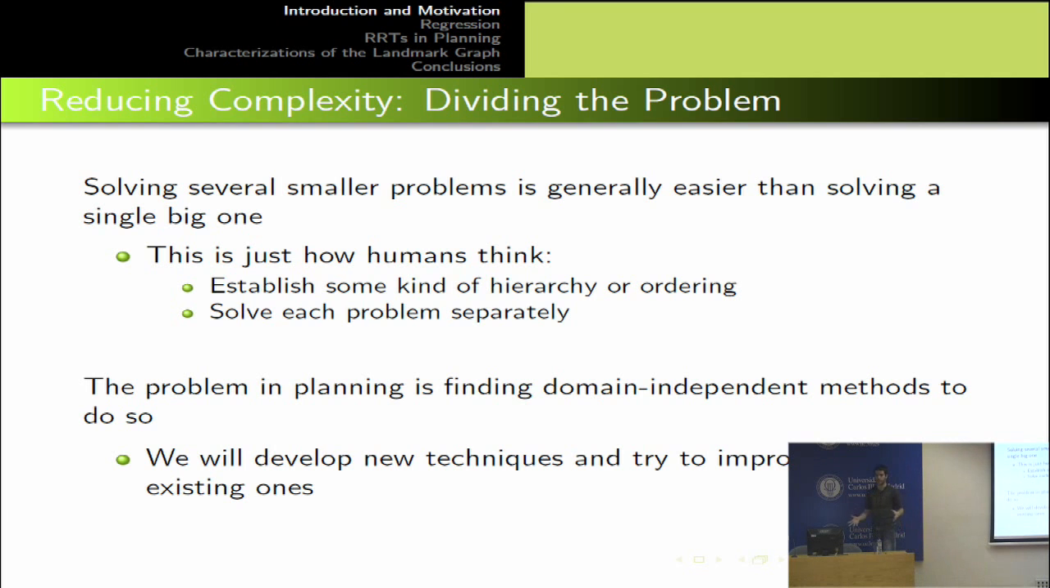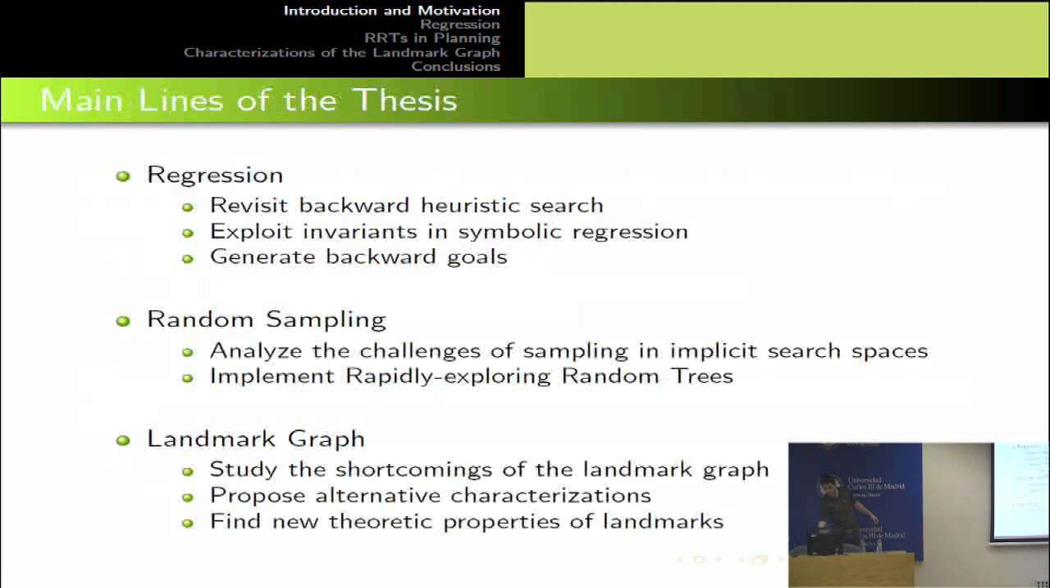And this is kind of the main motivation of our thesis, right? So we're going to try to come up with domain-independent methods to split this problem. So there are 3 lines that have quite a bit of a relation between them. They're not separated. But still, we're going to make it like a third and a third and a third of the thesis.